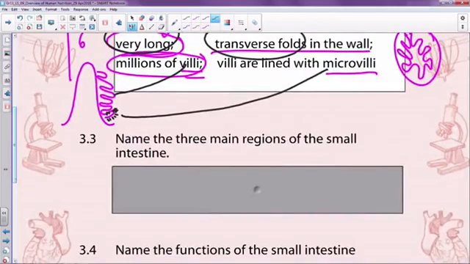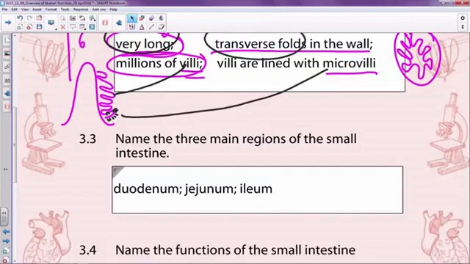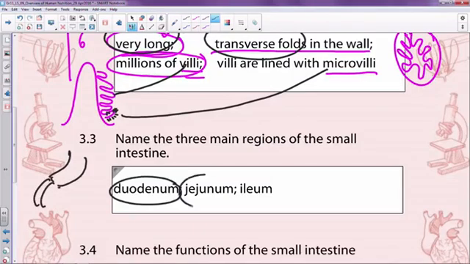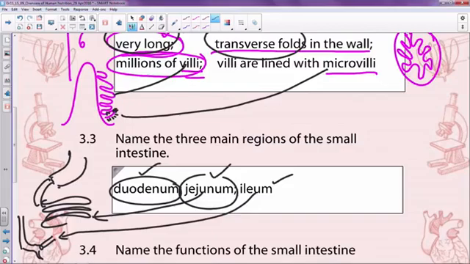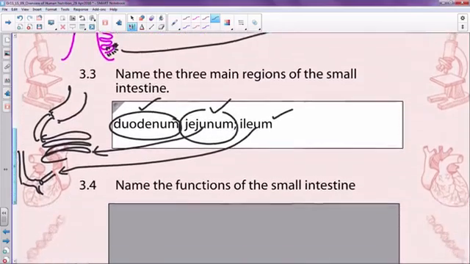3.3. Name the 3 main regions of the small intestine. Quite a simple question that you should know based on your understanding. So the first part, which joins from the stomach to the small intestine, is called the duodenum. The middle part is called the jejunum, and then the last part that connects to the large intestine here, is called the ileum. So the ileum is the last part of it, and in between those folds is the jejunum. So you've got the duodenum, the jejunum, and lastly the ileum that connects to the cecum, which then starts off the colon.